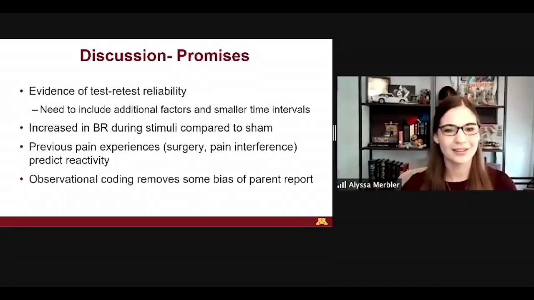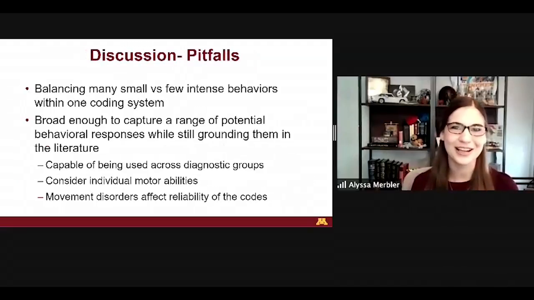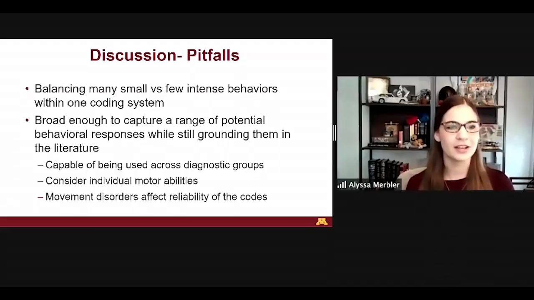However, coding has its challenges, and these are some of the challenges we're still working on. So first is finding the best ways to balance scoring reactivity, ranging from when people have many small behaviors to a few intense behaviors within one coding system, and deciding how we credit both of those scenarios reflected through the scores and how we do that in a reliable way.